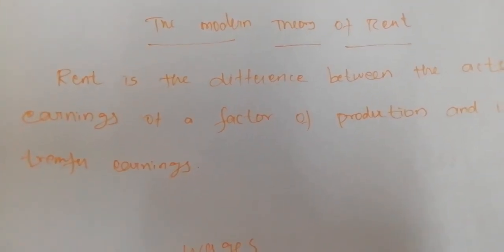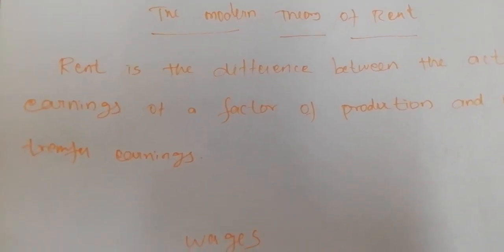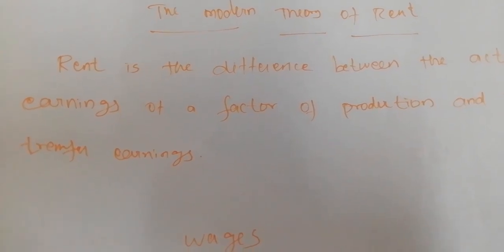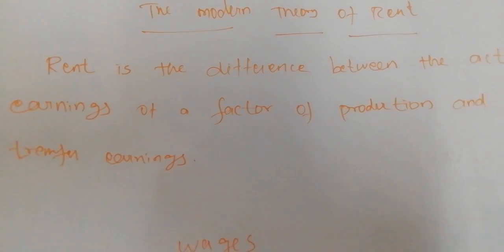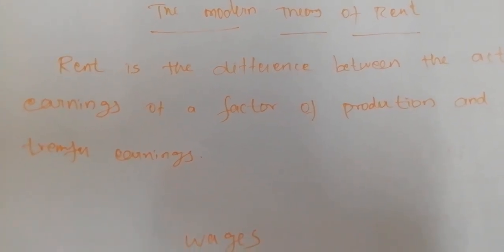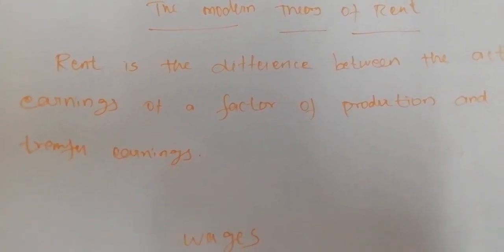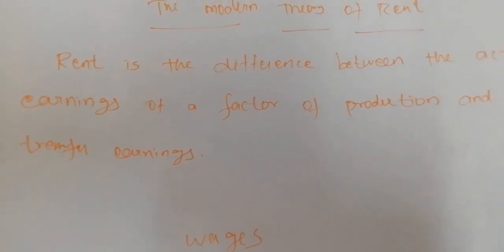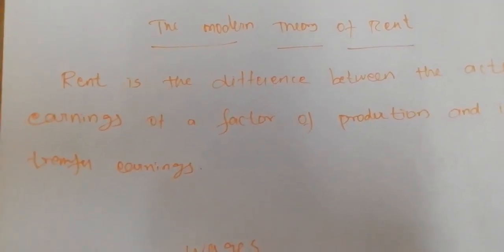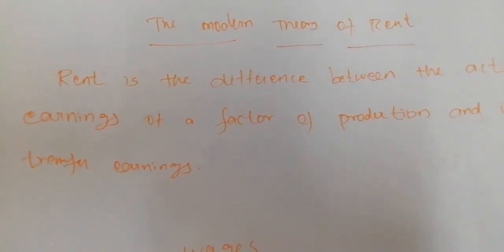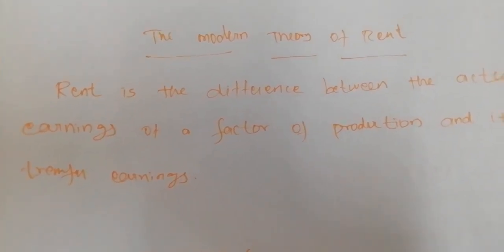The essence of the conception of rent is the conception of surplus earned by a particular part of a factor of production over and above the minimum earnings that is necessary to induce it to work. So on the basis of the modern theory of rent, rent is the difference between the actual earnings of a factor of production and its transfer earnings.